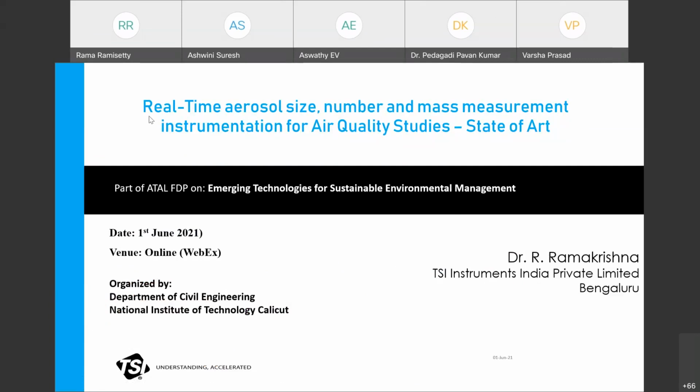First of all, thank you very much for inviting TSI for this nice, wonderful program. And we will be very privileged to explain the basic instrumentation and the current trends in instrumentation for real-time aerosol measurements for size distribution, number, and mass concentrations. This particular topic is very trendy, many people are taking this as a very serious issue, and a lot of researchers are also doing great work in recent years.